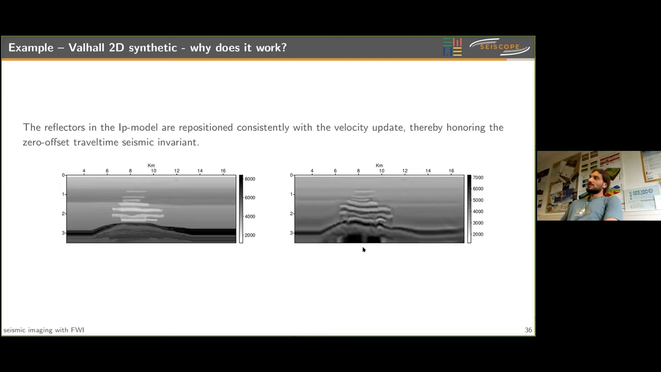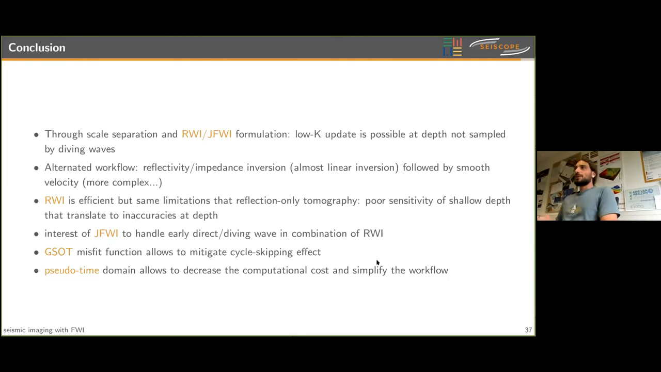updated in the workflow. So to conclude, in this presentation, I tried to show you how the physics itself is limiting our imaging capacity at depth, even if we have a big cluster to perform FWI. So to be able to handle the problem, we sometimes need to reformulate the problem itself. This is what is done in reflection waveform inversion and joint full waveform inversion, in which we are able to update the low wavenumber component of velocity through scale separation and reformulation of the problem. It relies usually on an alternated workflow between reflectivity and smooth velocity component.